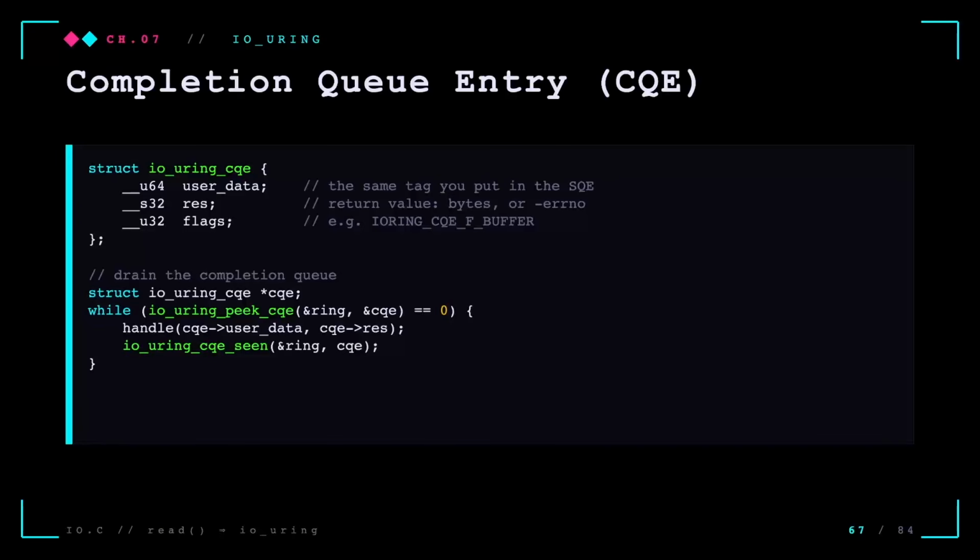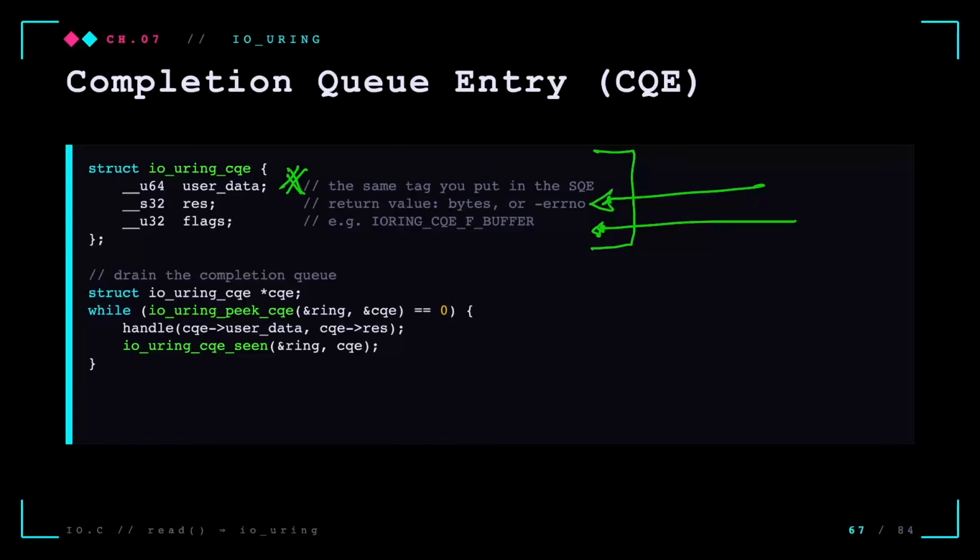This is our completion queue entry. This is kind of the result that we get from the kernel. User data is the same data as I explained just now that we inserted in the submission entry. The result is the number of bytes, or an error if anything happened, and the flags. The flags are very specific. I haven't really used them, so I'm not going to dive into it.